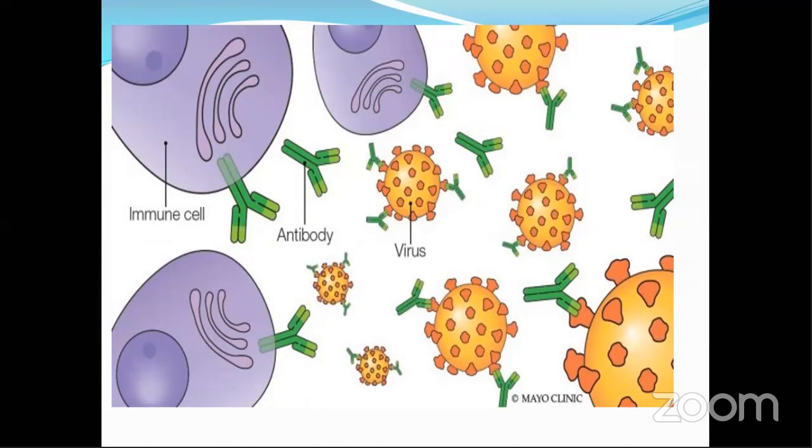Convalescent plasma was studied in previous outbreaks of respiratory infections, including SARS-1 in 2003, H1N1 in 2009, 2010, MERS in 2012, Ebola, hemorrhagic fever, and H5N1. So this is not a new treatment. They tried it in previous respiratory infection outbreaks.